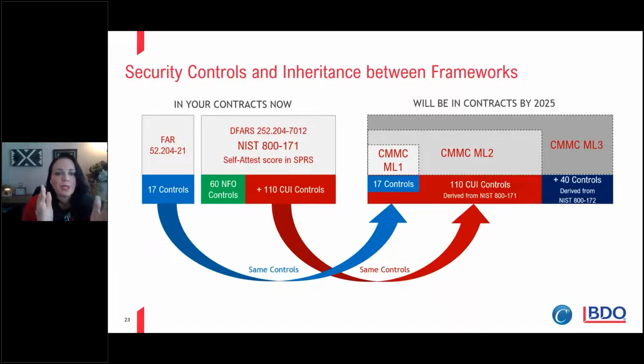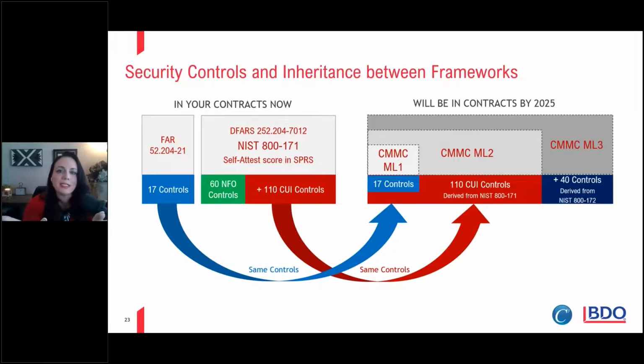So everything you should be doing now, because this has been in contracts, the DFARS clause has a specific date to it. That was December 31st, 2017. So basically, if this was in your contract, the government anticipates you are already doing NIST 800-171 regardless of a certification standard. And that is why you have to self-attest your score. And the score is up against these 110 controls.